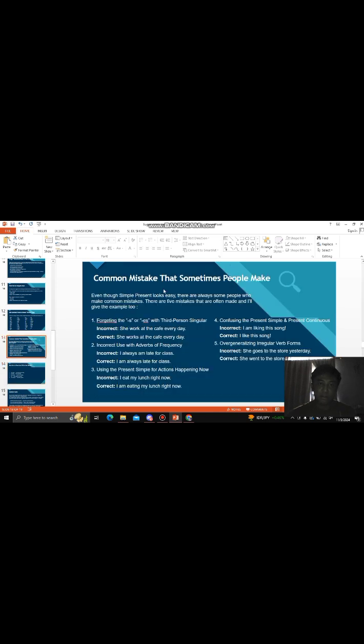Next is common mistakes. Even though simple present looks easy, there are always some people who make common mistakes. There are five mistakes that are often made, and I will give examples. Forgetting the s or es with the third person singular. The incorrect one is: she work at the cafe every day. The correct one is: she works at the cafe every day.